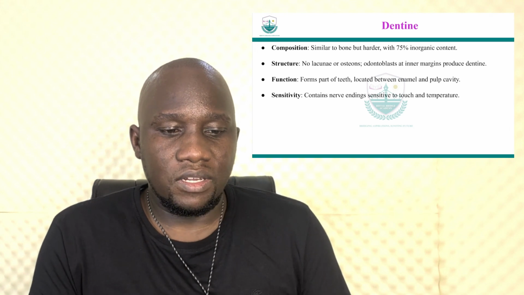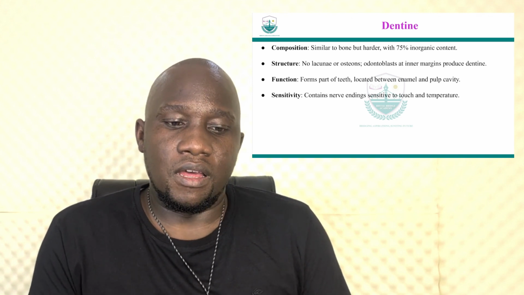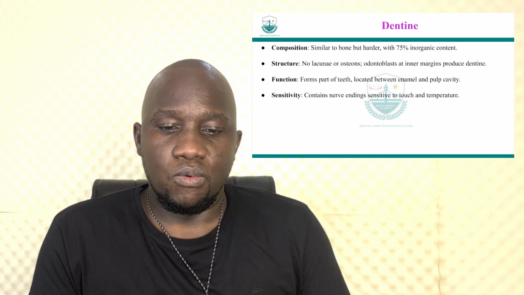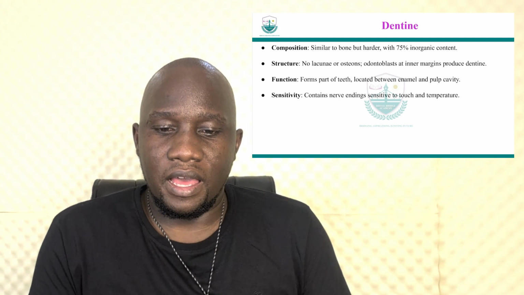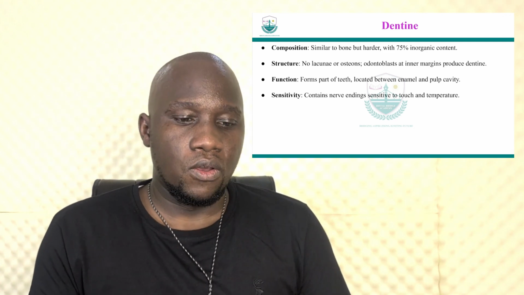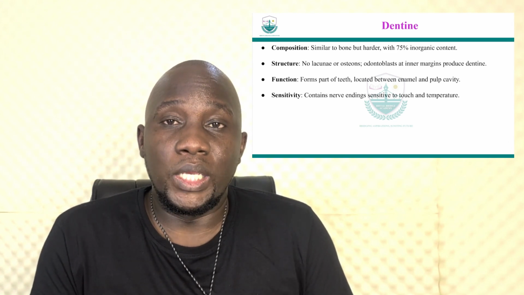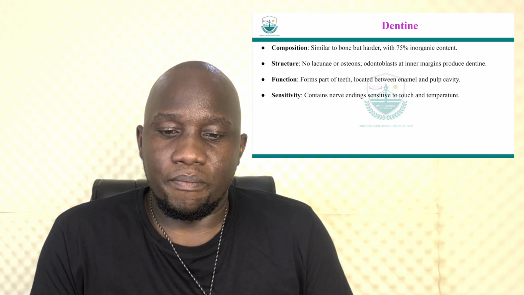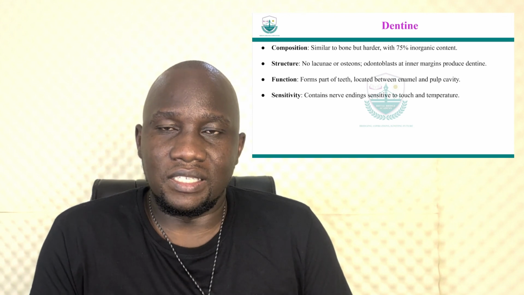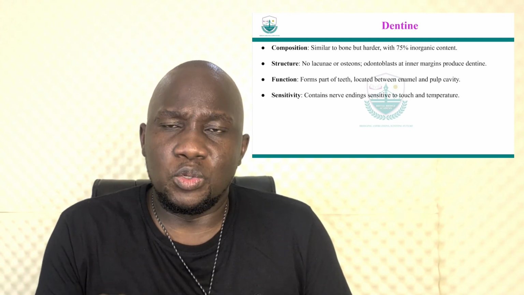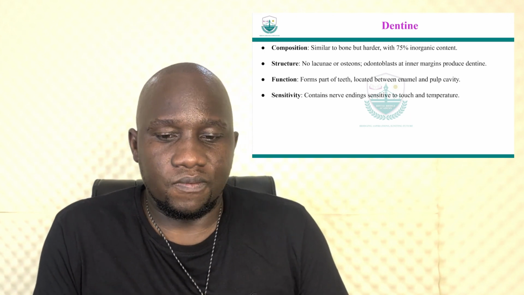Okay, so you don't have lacunae, you don't have osteons. What you basically have are the odontoblasts, okay, the inner margins that produce dentine. Okay, dentine is part of the teeth, like we have said. It is found between the enamel and the pulp cavity. It contains some nerves, so that means that if you come into contact with, for example, cold things, you feel that sensitivity.